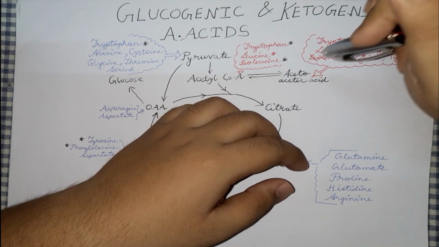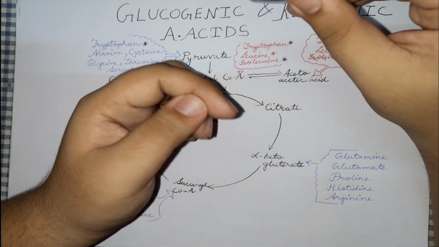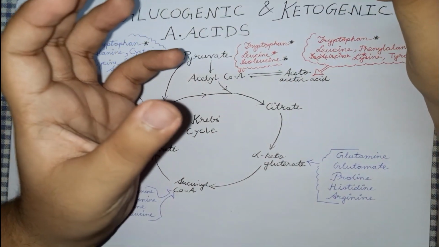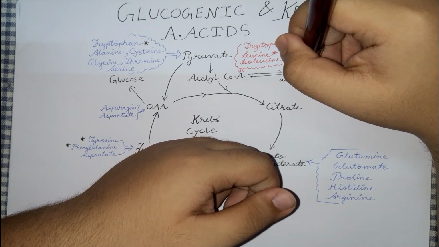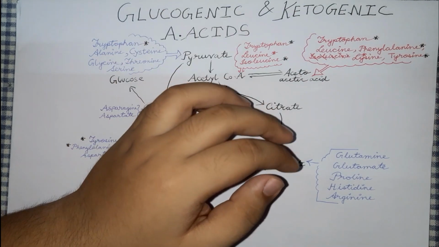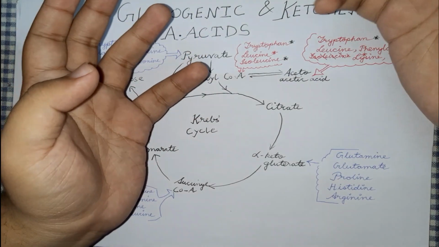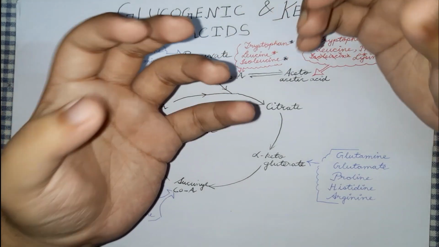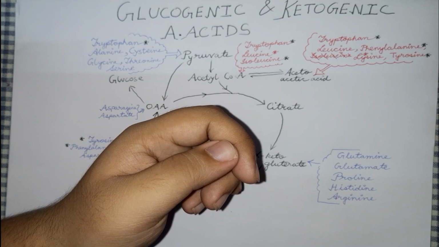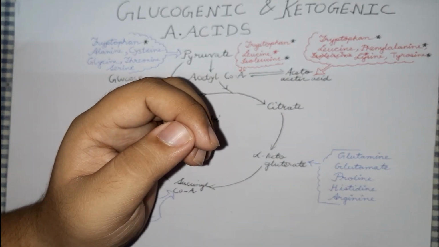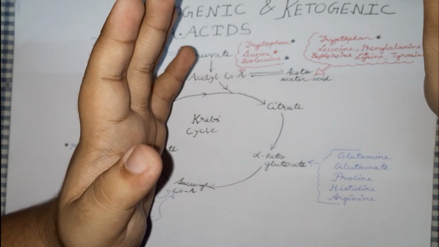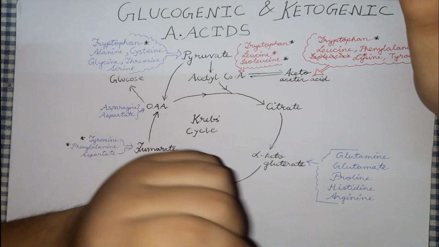But the question remains as to what happens to the carbon skeleton of the amino acid. The nitrogen part is taken care of, but what of the rest of the part? The rest of the part, that is the carbon part, what happens to that? That is where the specific amino acid metabolism comes into play, and we will be studying that.